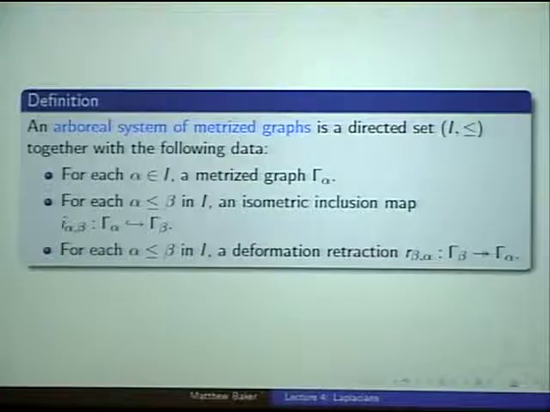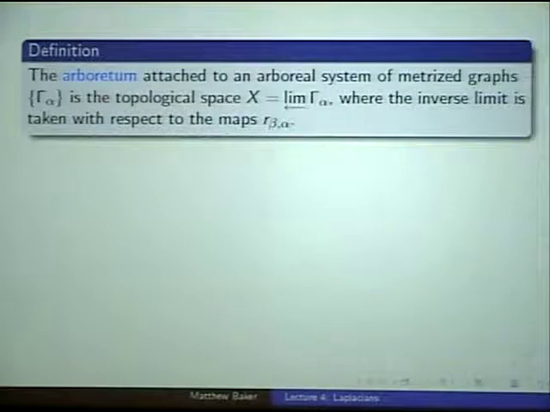This is exactly what we have with this Berkovich projective line. And so the arboretum attached to this arboreal system of metrized graphs is the inverse limit space taken with respect to these retraction maps. And this is what I was saying, that the Berkovich projective line is homeomorphic to such an inverse limit. It exactly has this kind of structure.